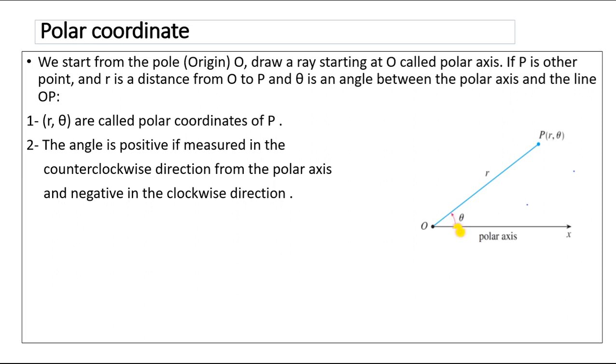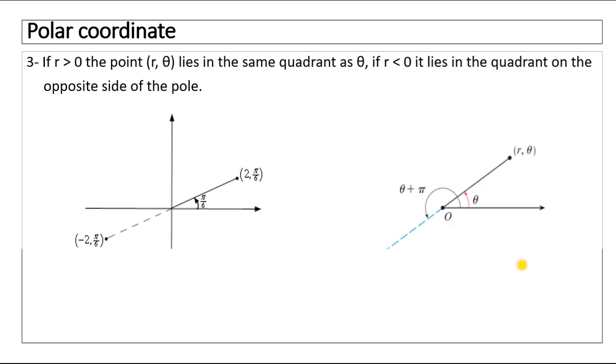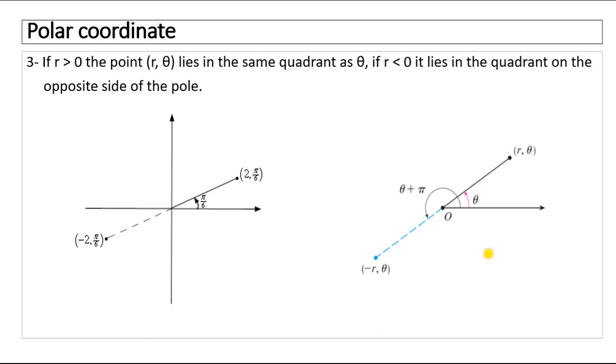Theta is positive if measured in the counterclockwise direction from the polar axis, and theta is negative if measured in the clockwise direction from the polar axis. r is the distance between the origin and the point P. If r is positive, r greater than 0, then the point (r, theta) lies in the same quadrant as theta.